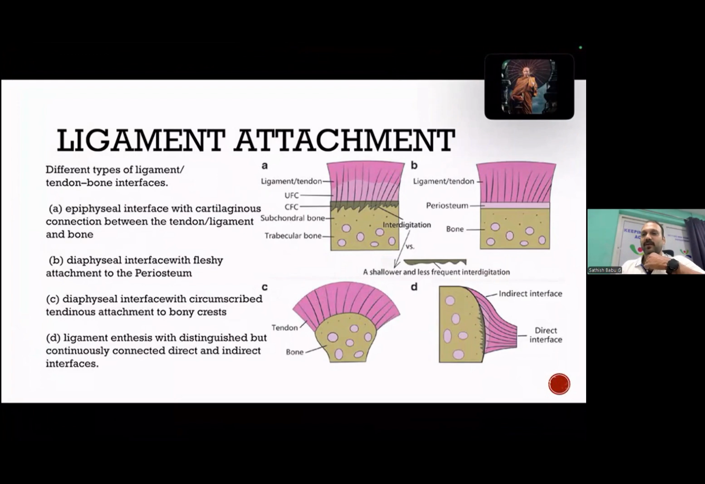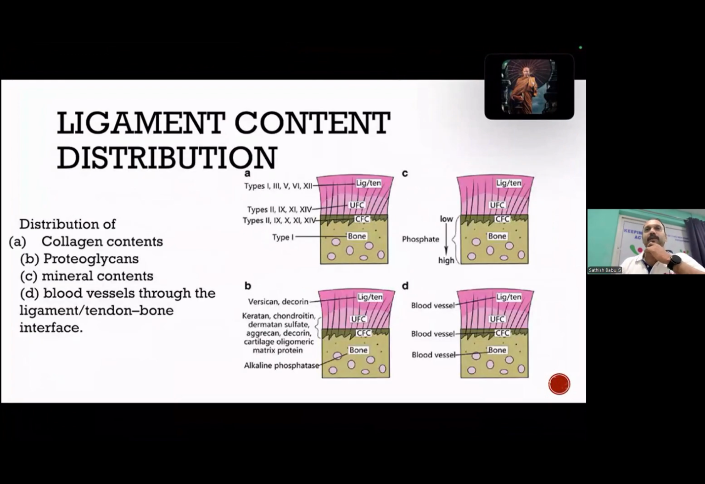Sharmila? Okay. So the next is the ligamentous connection distribution. So what type of structures or what are the contents in this? So if you can see the four different types of structures which you saw. So in the ligament, it's mostly the collagen. Collagens are type 1, type 3, type 4, type 5, and proteoglycans.